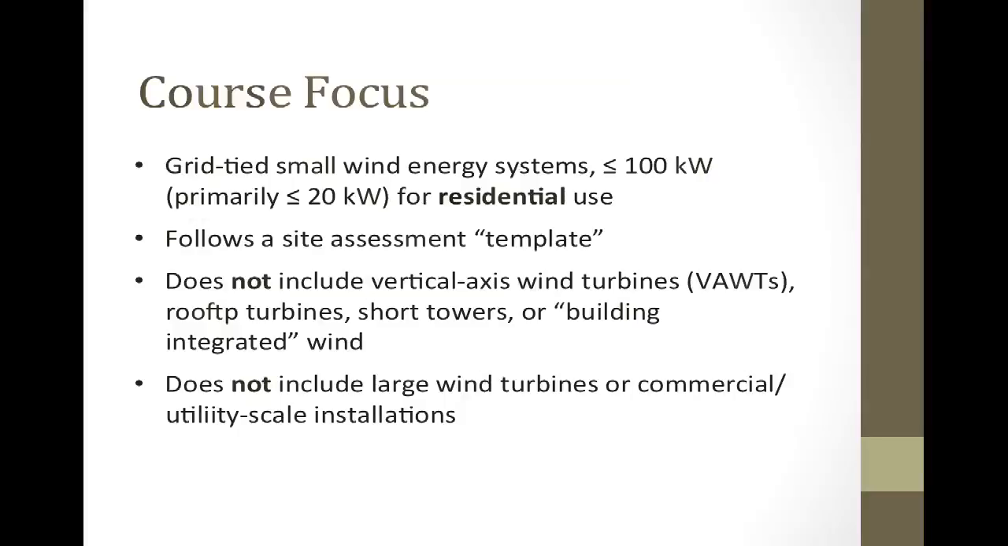We will not be including what's referred to as VAWTs. And a VAWT is a vertical axis wind turbine. We will also not be using rooftop turbines. Those are turbines that get mounted on the roof of a building, things that could get put on really short towers, or things that are referred to as building integrated wind.